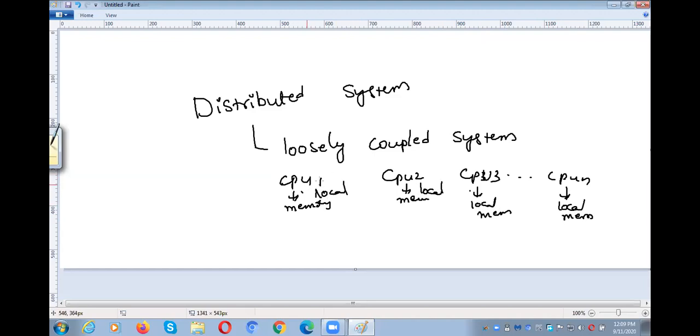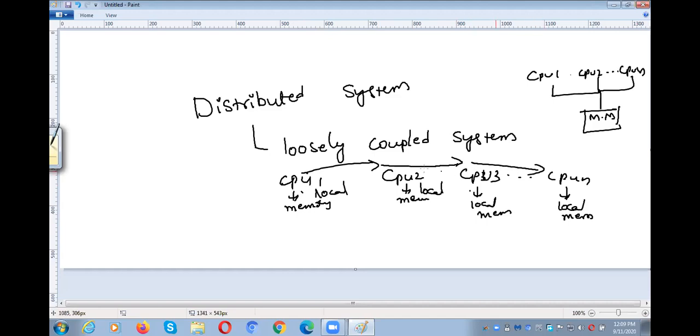That means each and every processor has its own memory. But in the case of a parallel system, CPU 1, CPU 2, and so on, CPU n, all share the same memory. They are connected to a single memory. Whereas in the case of loosely coupled, each and every processor has its own local memory. These processors can communicate with each other. That is the point you need to understand. All can communicate with each other.